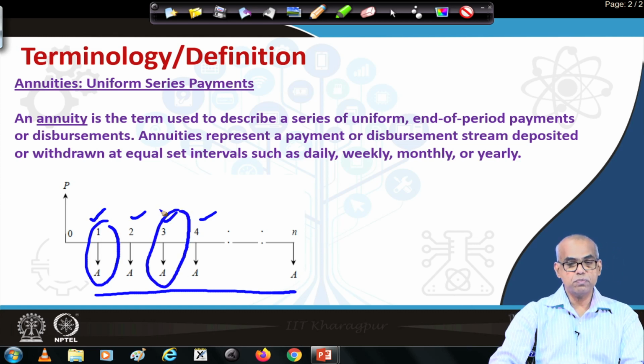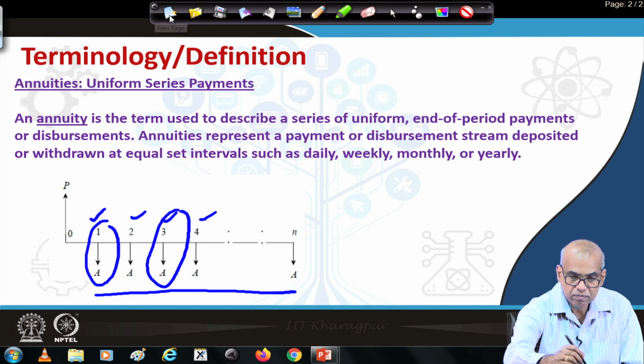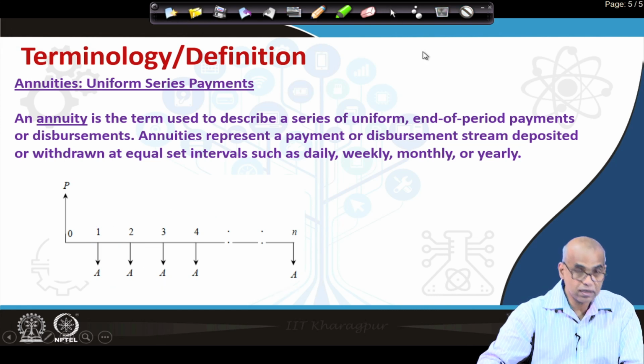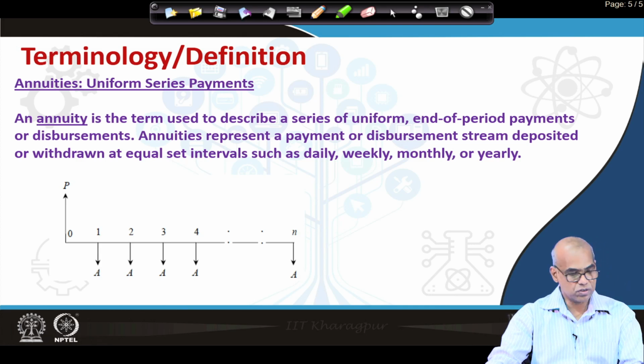So, this is uniform series payment, known as annuity. This is represented by A, as we have seen in the previous table.